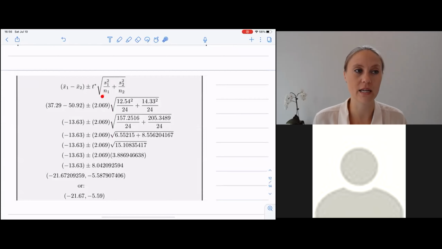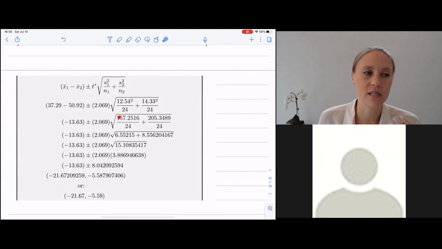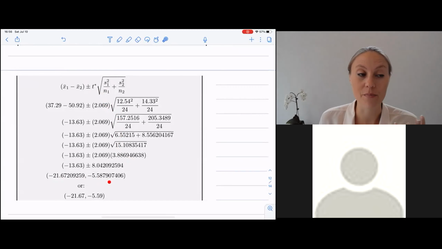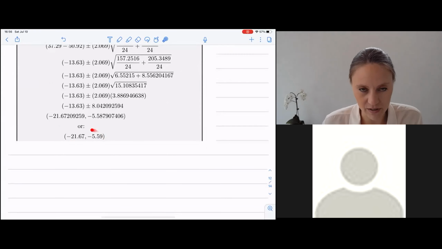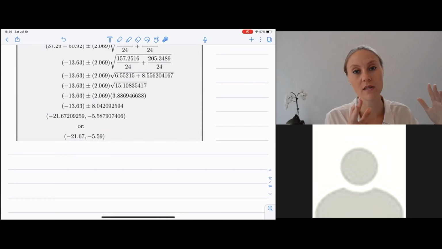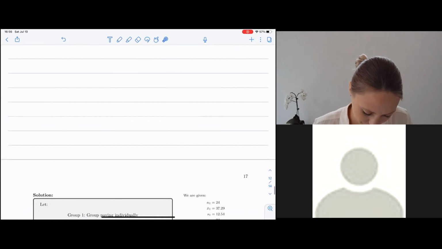Okay, so once you plug in your values, again, it's kind of tedious, but just go slow. Once you're finished with the square root, you should have 3.86, or 3.8869466638. Then we find this interval, and since money goes to 2 decimal places, I'm going to round to 2 decimal places. Notice how both of these are negative, so they're consistently below 0. That's something to keep an eye out for.